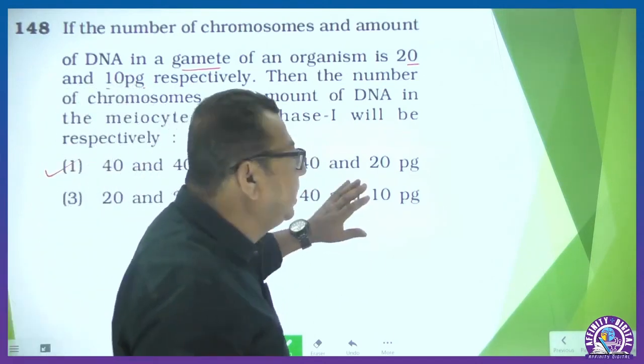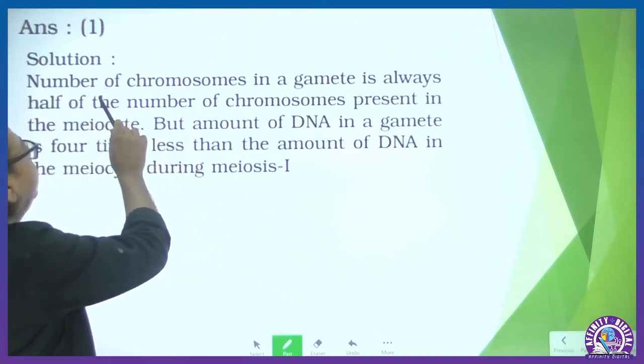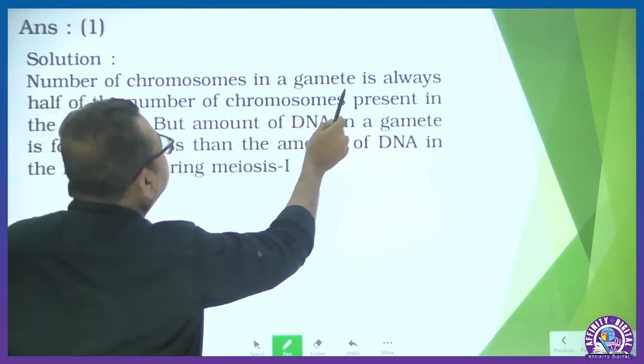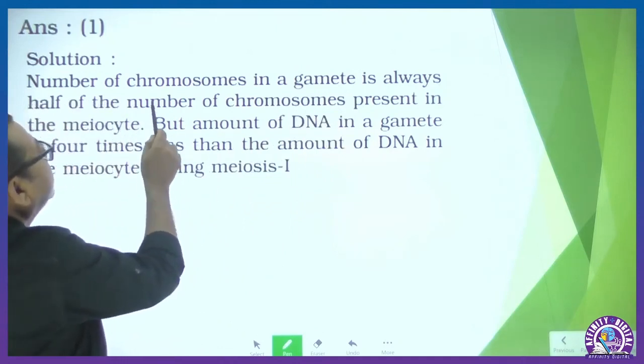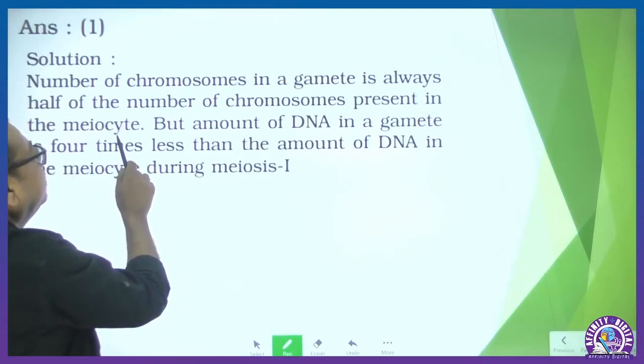ठीक है, पूरा clear picture दे दूंगा. यहाँ पे मैंने लिख दिया solution, short in very briefly. Number of chromosomes in a gamete is always half the number of chromosomes present in the meiocyte.